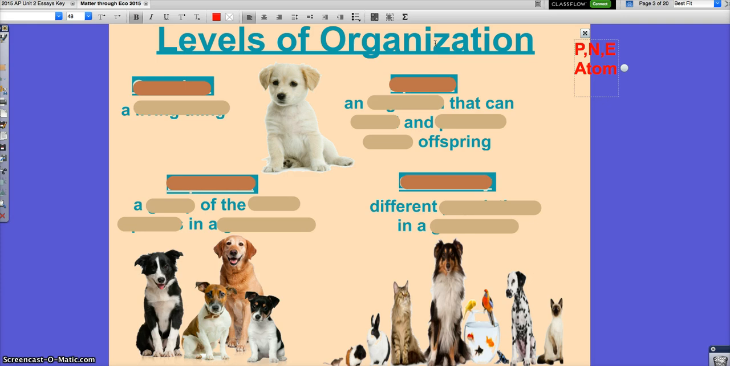Atoms combine to form what? Molecules. And then molecules combine to form parts of a cell, which are called organelles. And then organelles combine to form cells, and cells combine to form tissues. Tissues combine to form organs. Then, I don't have to keep saying it, do I? Organ system. And then where we are, which is organism.